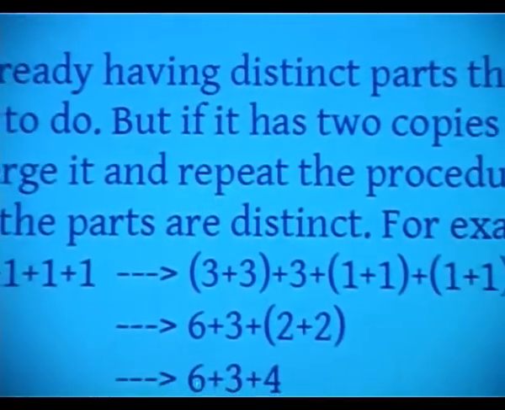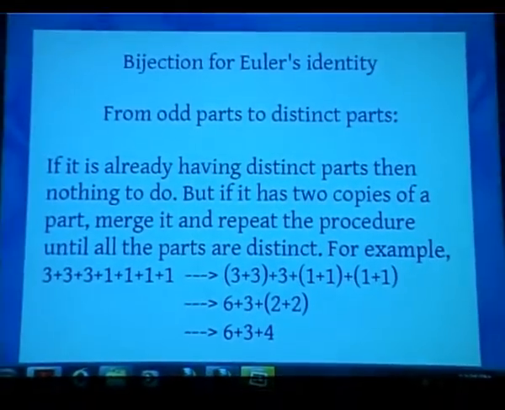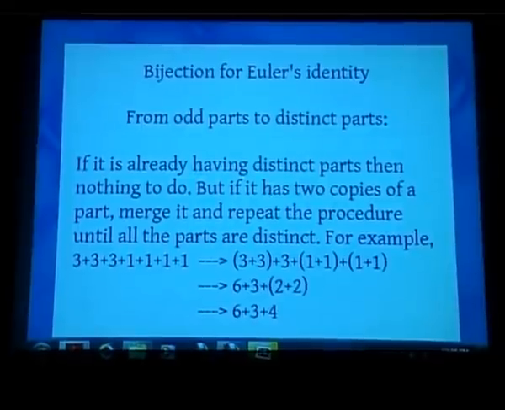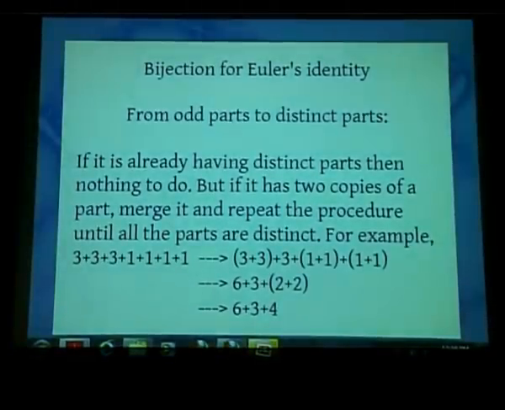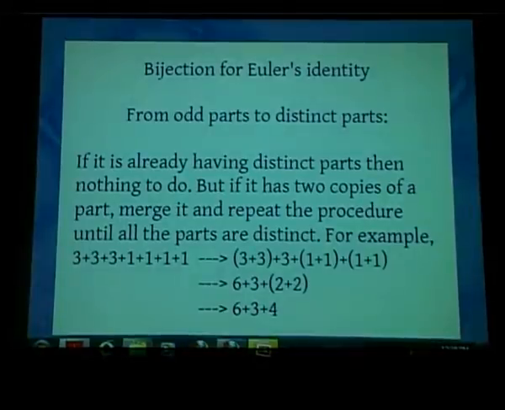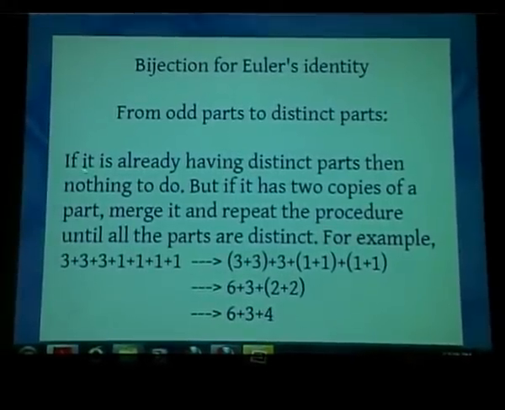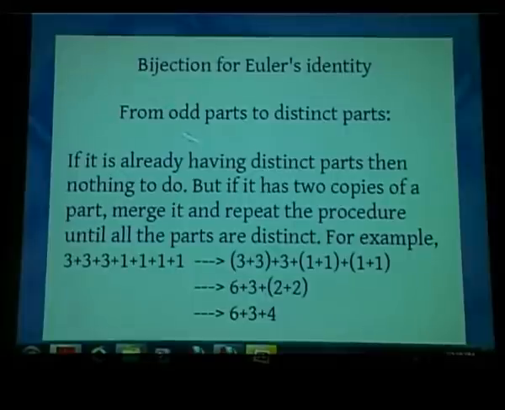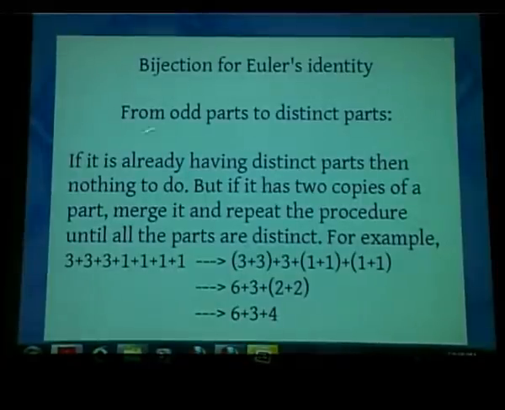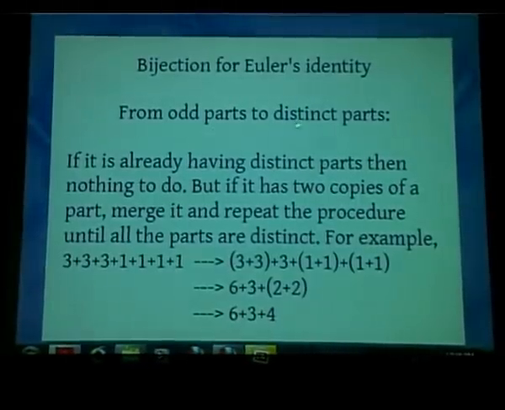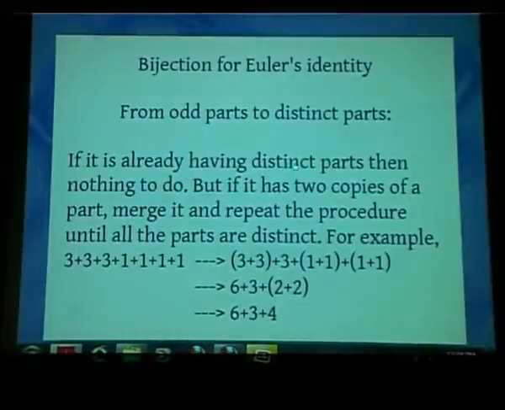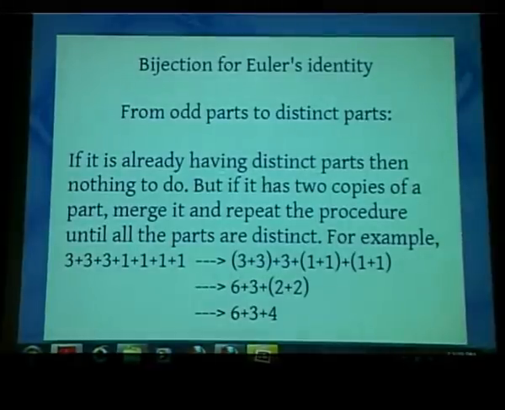Now we come back to our original problem, which is Euler's identity. So we want to give a bijection between the partitions with odd parts and the partitions with distinct parts. So now I am going one way, from odd parts to distinct parts. If the parts are already distinct, nothing to do, just keep it as it is. But if they are odd parts and some of them are identical, then you just merge them and see whether it coincides with some other part that already exists, and again merge them. So you keep adding up until you get distinct parts.